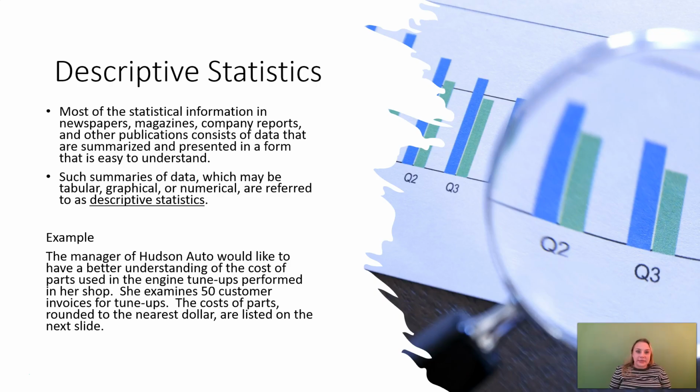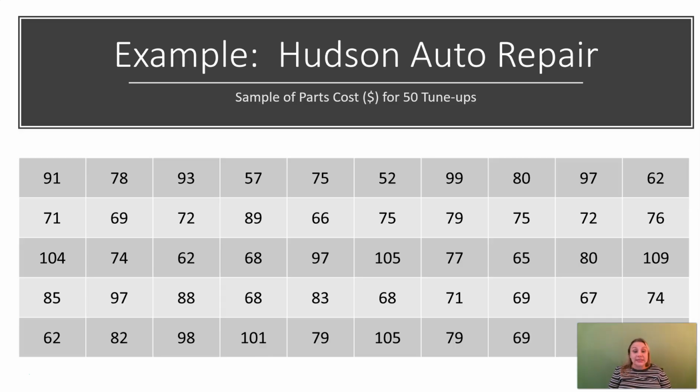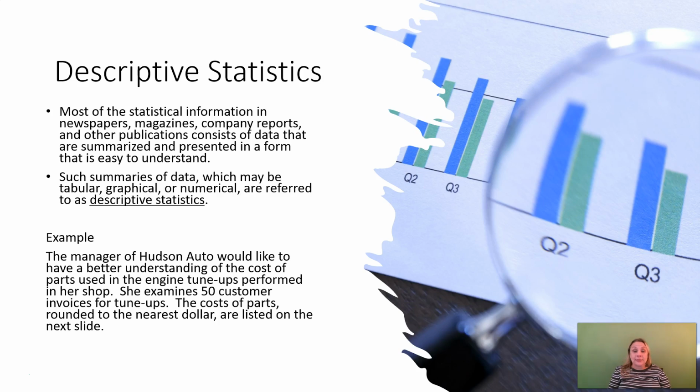Descriptive statistics are pretty much any of those things that summarize data for you. Most of what you see in newspapers, magazines, company reports, or other publications will be descriptive or summary type statistics. They can be summary statistics, and they can be part of what we call exploratory data analysis.